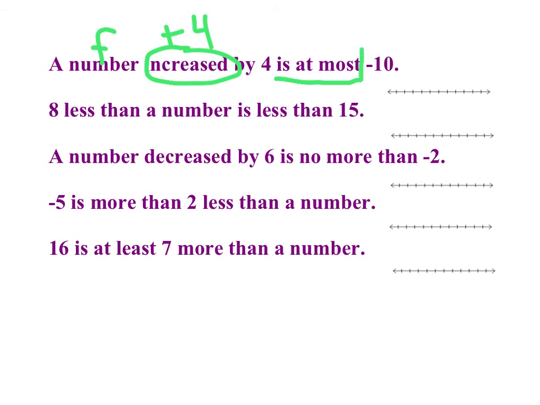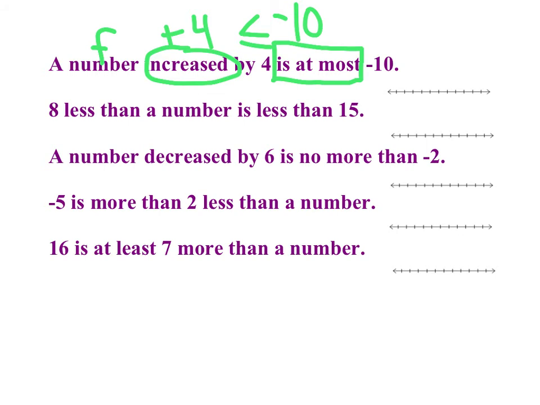Is at most, and I'll be honest, this is one that a lot of kids get wrong because they hear "most" and they think greater than. But if I say it's at most, if I told you I had at most $3, then I might have 3. I might have less than 3. So this is really going to be a less than or equal to -10.